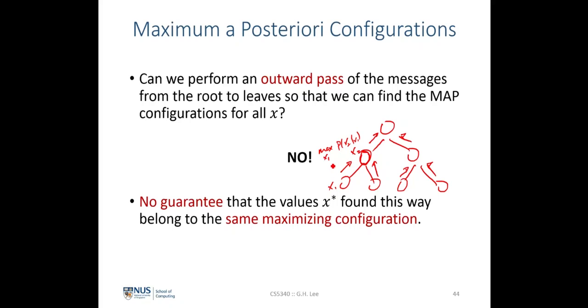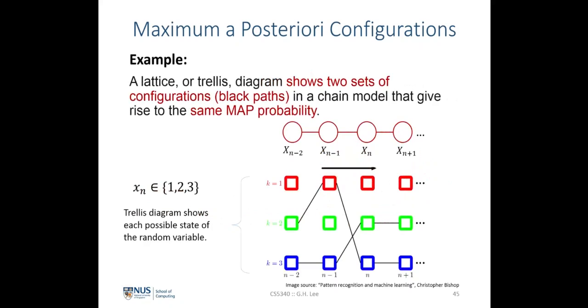So since I have already computed the maximal probability here, does that mean that I will simply need to do a downward pass to check all the configurations of these random variables that locally give rise to the maximal probability? The answer is no, we cannot simply do a downward pass. Instead, we have to track a path that gives rise to the maximal probability. We'll see why this is so.